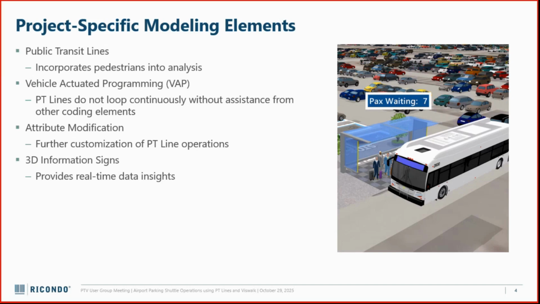We found that if they are on a closed network, the PT line will not be able to pick up the shuttle as it completes its loop. So when it passes a PT stop, it does not stop at the stop once again. We also included attribute modifications to further customize these PT lines, which we'll discuss later, and 3D information signs just to provide a little bit more clear data insights during the visualizations in the videos.